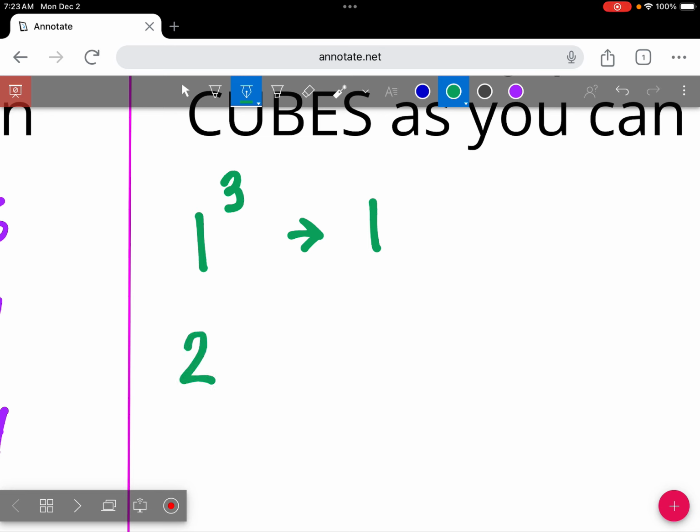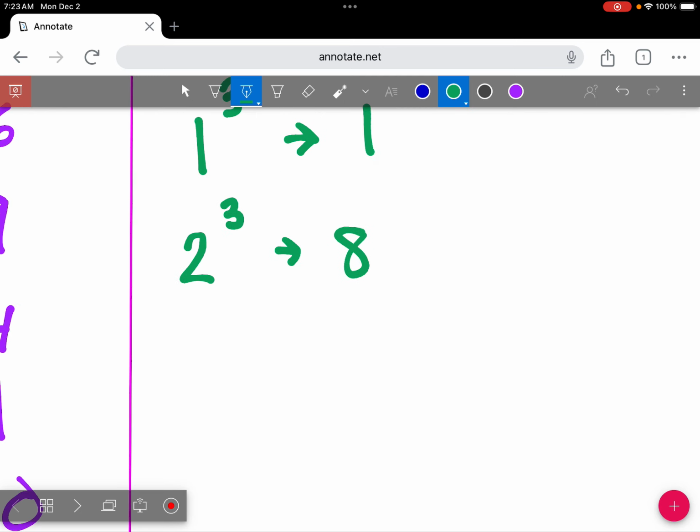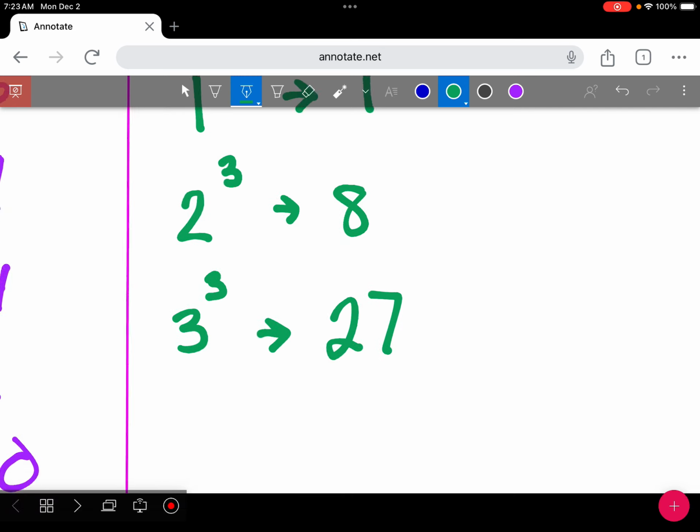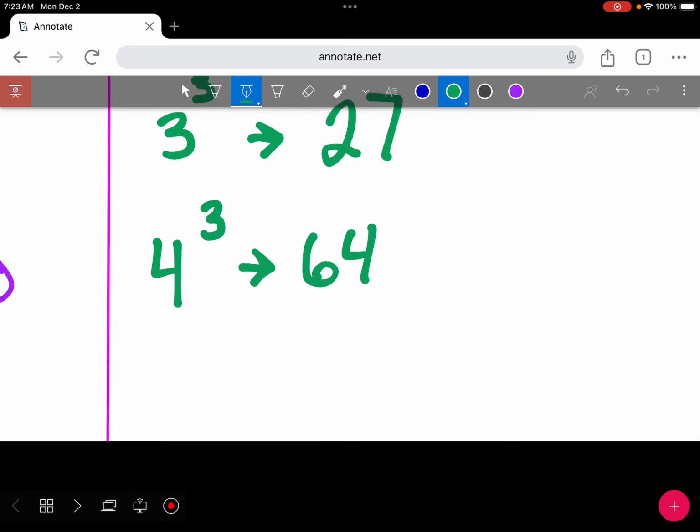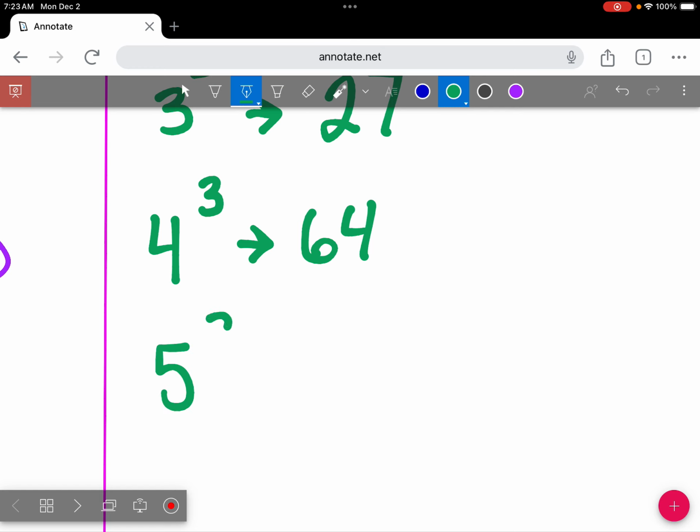What about 2 cubed? 8. Yes. 3 cubed? 27. 4 cubed gives us 64. And 5 cubed gives us 125. Again, we're not often going to go above that and expect you to notice it. It's possible, but we're going to use calculators a lot for things higher than that.